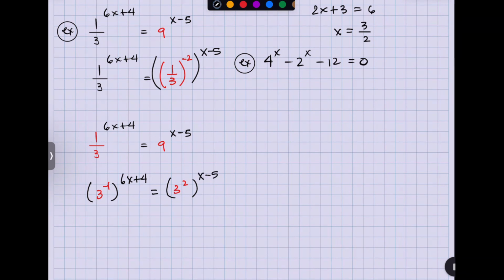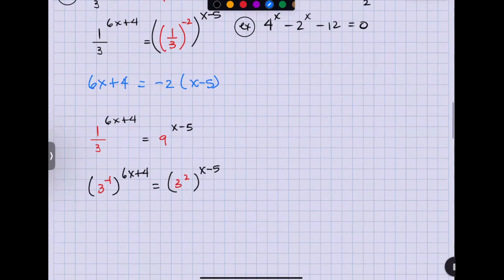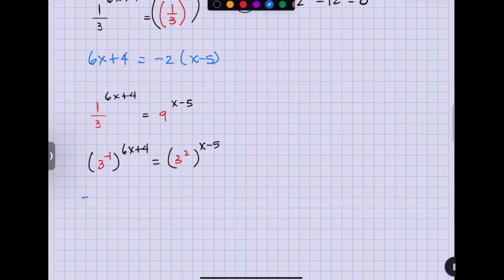Because the top one is going to give me 6x plus 4 is equal to negative 2 times x minus 5. And the bottom equation is going to give me a negative 6x plus 4 is equal to 2 times x minus 5. The negative is just in a different direction, right? So they're both correct, absolutely correct.